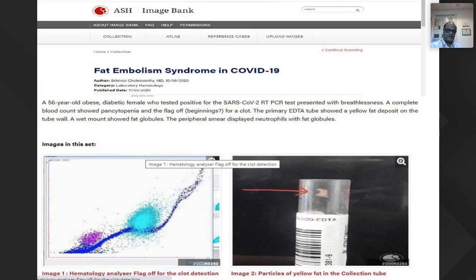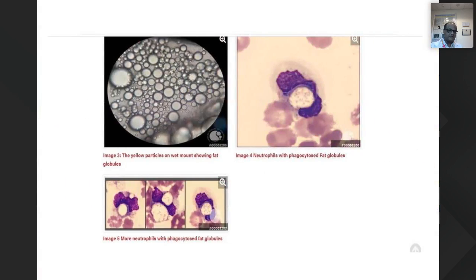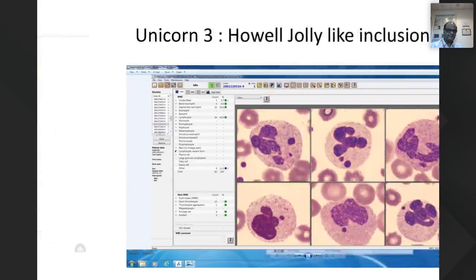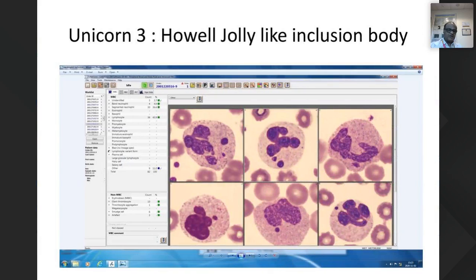I'll tell you, this is amazing because the image banks are a place where you can feed your images, get an approval from the global peer group, and you can publish this within a span of 48 hours. Another one was this Unicorn 3, which I labeled as Howell-Jolly-like inclusion bodies. What are these Howell-Jolly-like inclusion bodies?